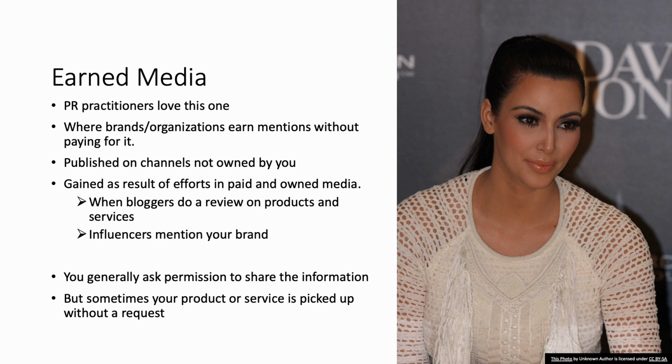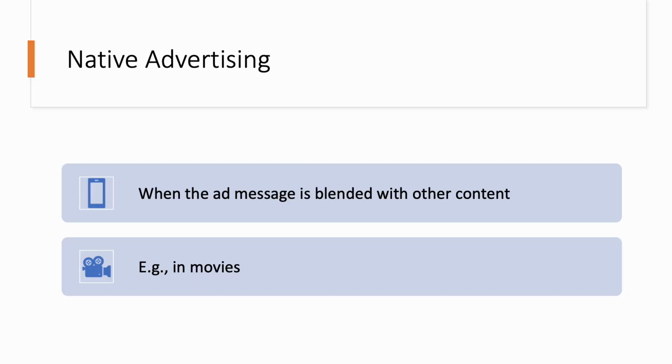Think about UGC content or user generated content. If you were to go to a store and purchase a product that you love, then give a review on Instagram, that's an example of earned media. Now, let's look at the different types of advertising. We'll start off with native advertising.